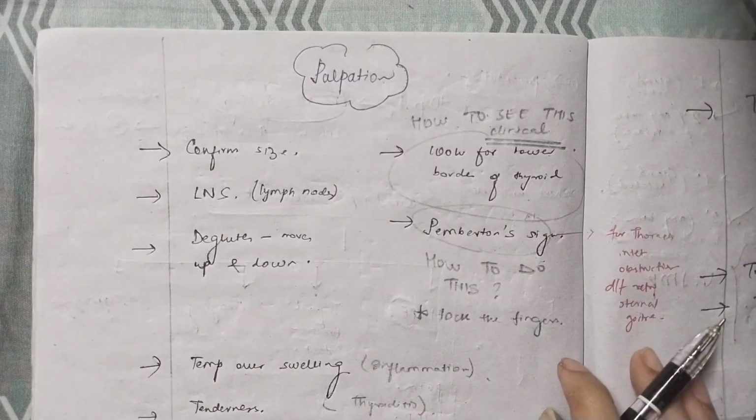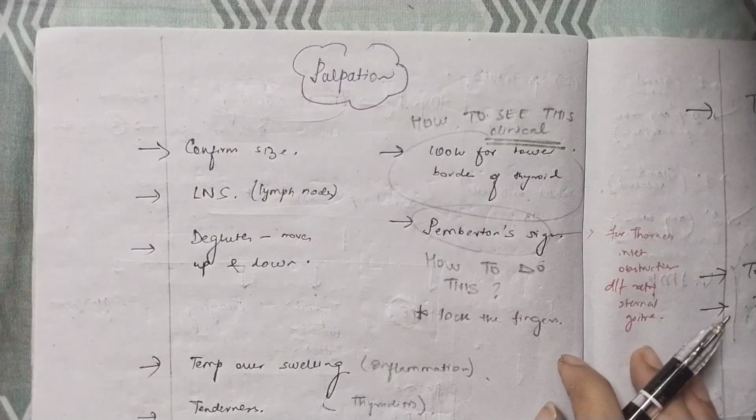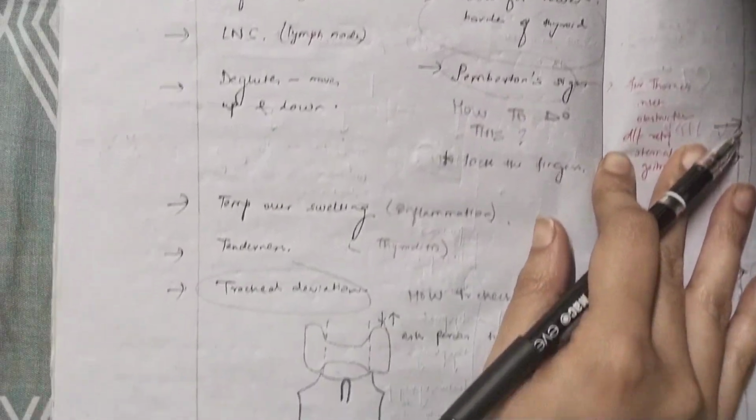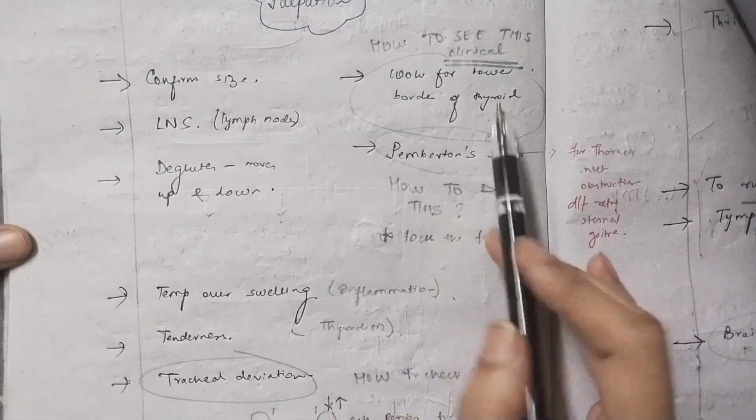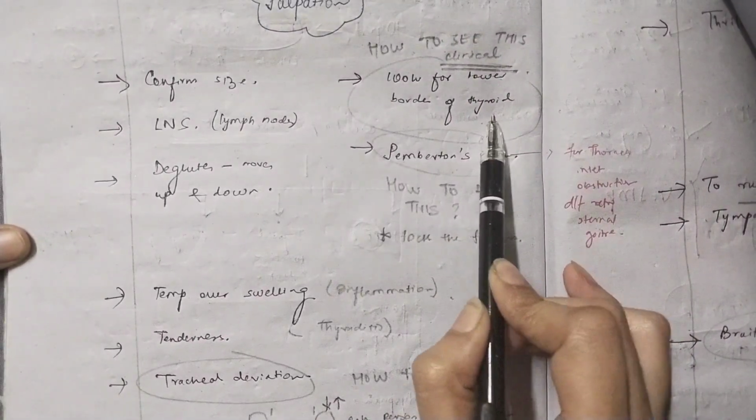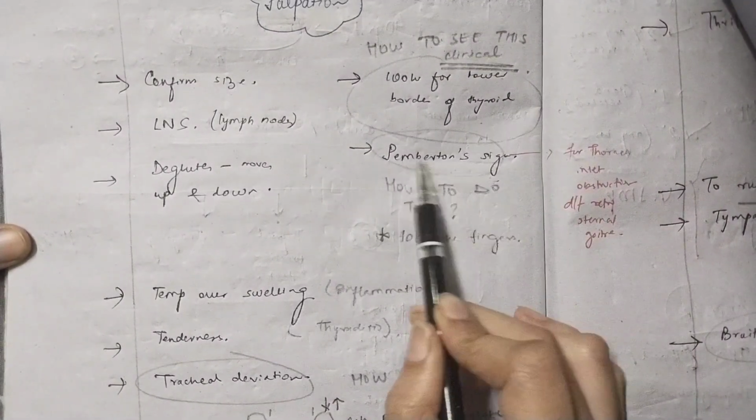I have already uploaded a video of the cervical lymph nodes. You have to check for the cervical lymph nodes. Then, you will see for yourself the lower border of the thyroid gland. Okay. Then you will look for the Pemberton sign.